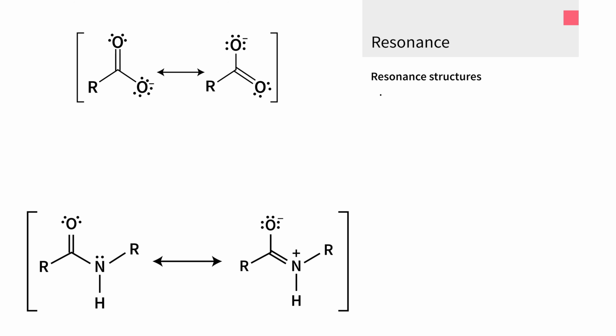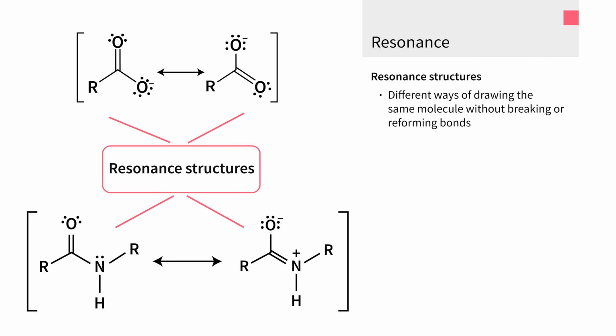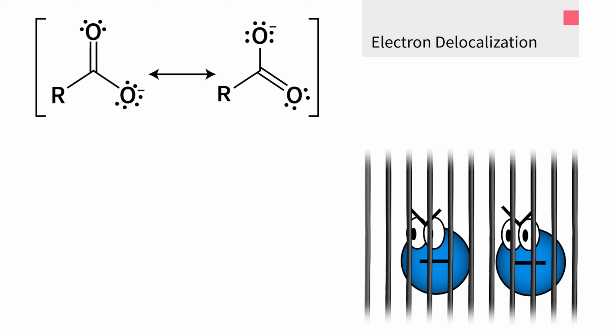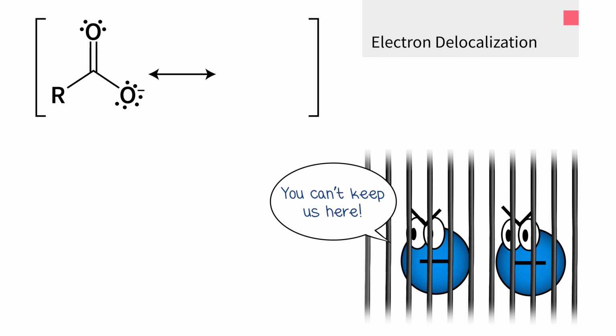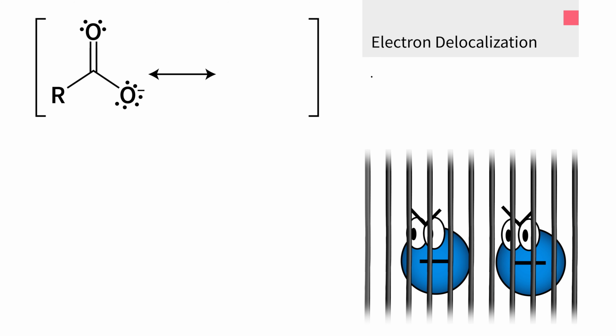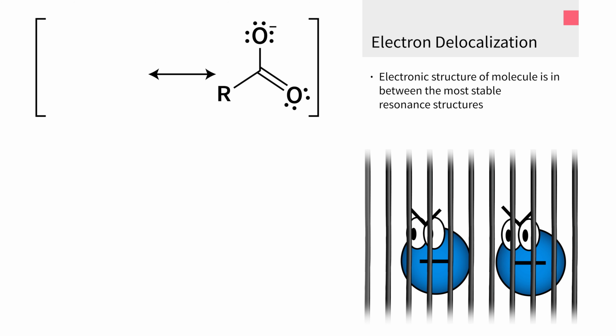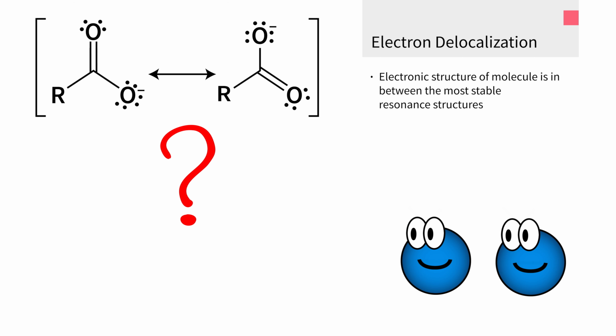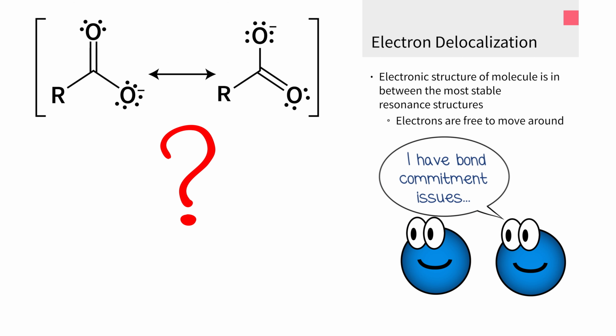Whenever we have different ways of drawing the same molecule by shuffling around electrons, we describe the molecule as having resonance. The different ways of drawing a molecule are termed resonance structures. Now, it's not really the case that sometimes the electrons exist in one double bond and sometimes they exist in the other, because electrons are fast. The actual electronic structure of the molecule is somewhere in between the most stable resonance structures because real electrons are delocalized. They're free to move around without being tied down to a specific location between atoms.